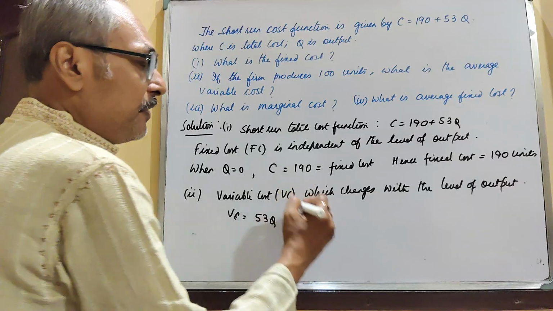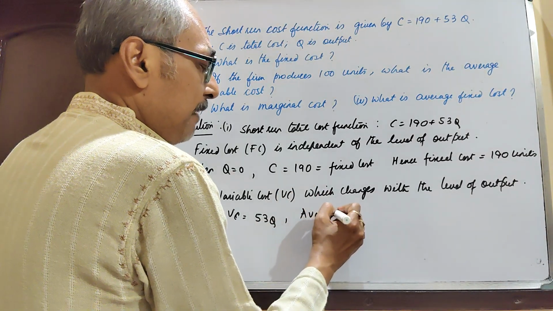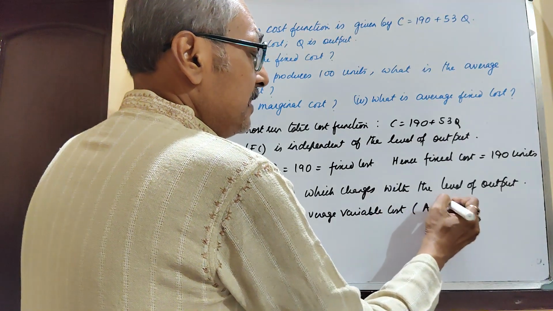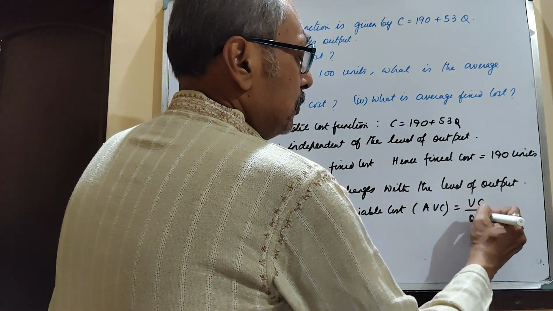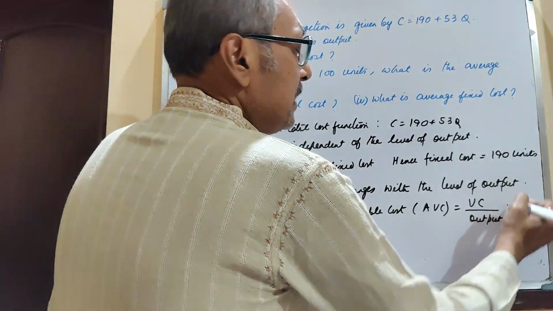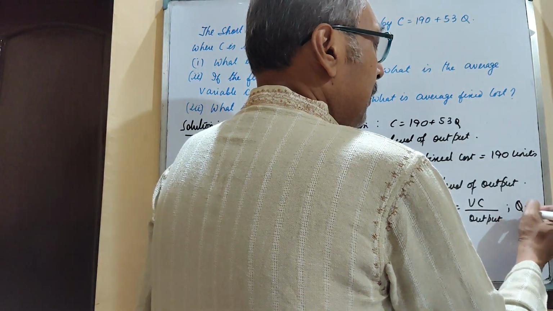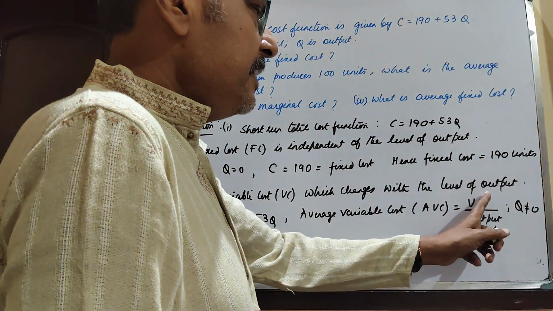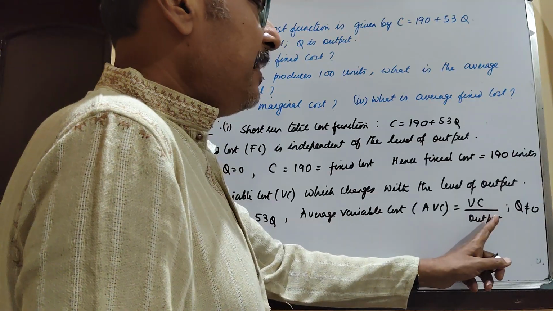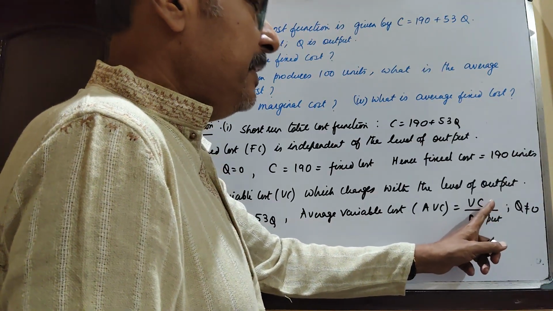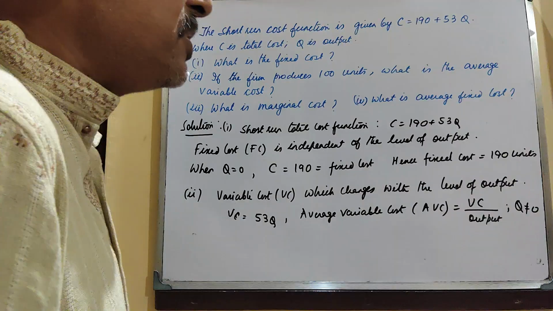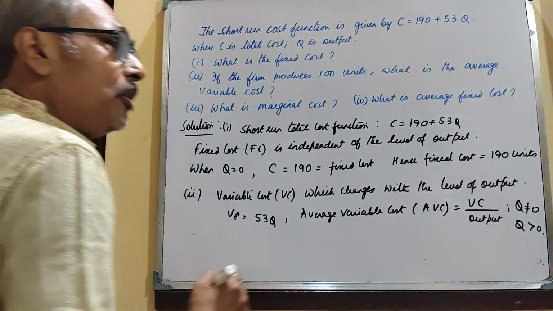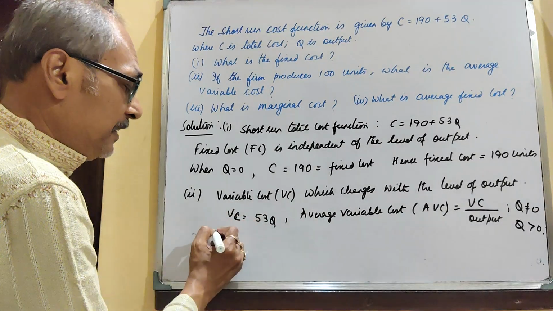Now, average variable cost, denoted by AVC, equals VC by output, where output is not equal to 0. Q is not equal to 0 because output is in the denominator. If Q is 0, then it becomes infinite or undefined. We cannot divide any number by 0, and Q is always greater than 0. Q cannot be negative.